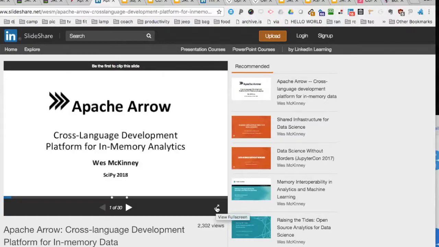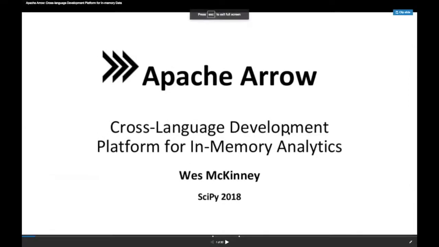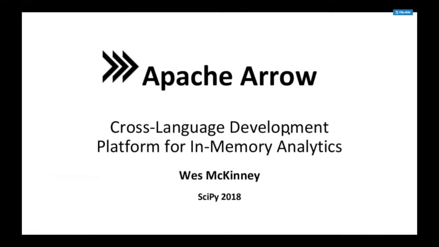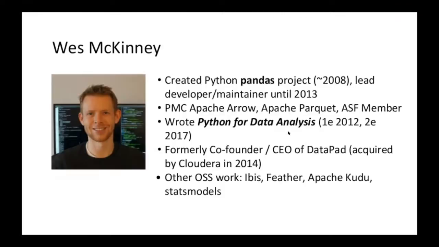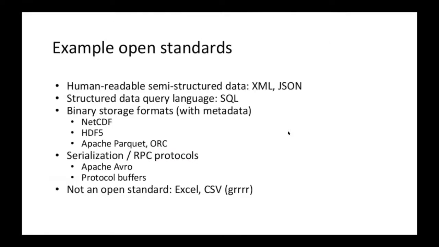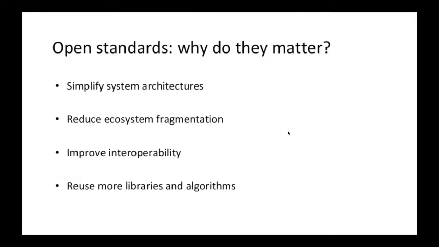One of the primary artifacts is a project we've been building called Apache Arrow, which is, broadly speaking, an open standard for data frames where there was none before that. I don't have time to go through all of this, but there's good reason to create open standards. We have a lot of them for stuff like JSON and XML and HTML and so forth.